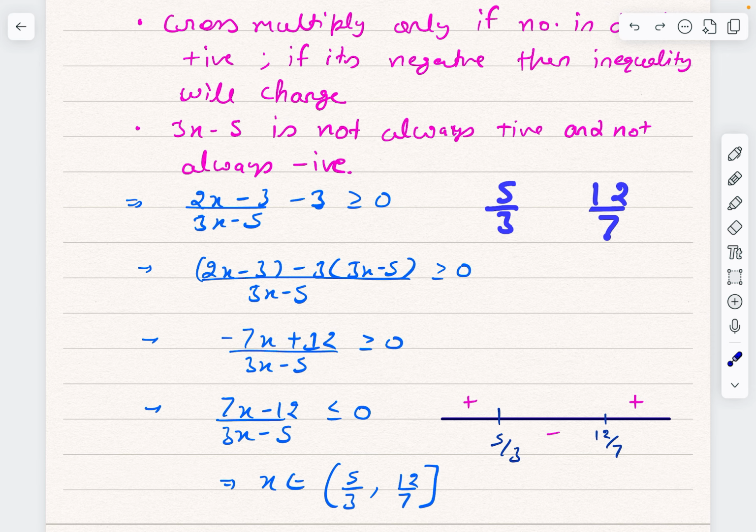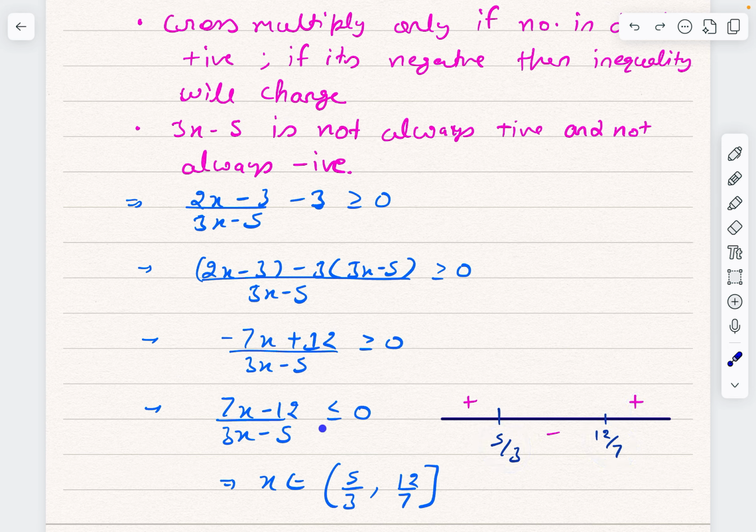When you're plotting the number line, the smaller root we keep on the left side, the greater we keep on the right side. But which of them is greater? The numbers are too close. We cannot see which of them is greater directly. What we do is just cross multiply. This side I get 35, this side I get 36. That means the right side is greater. That means initially 12 by 7 was greater. So 12 by 7 is more, 5 by 3 is lesser, positive, negative, positive.